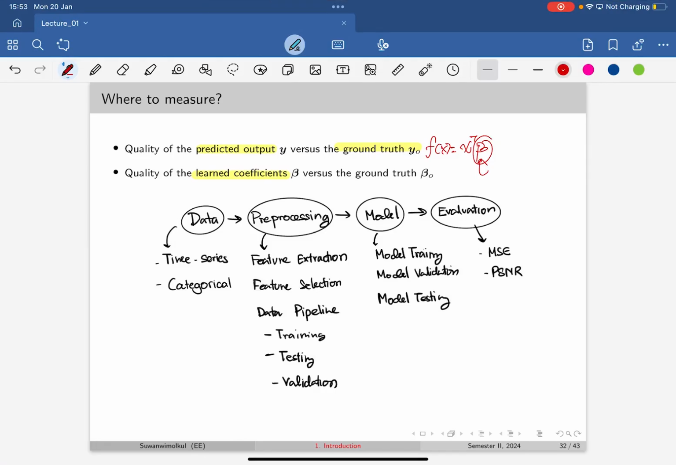But usually, for the model parameters beta, we would evaluate its general properties, such as whether the model parameters tend to be zero, or the number of non-zero elements within it, more than how accurate it is with respect to its reference. Because sometimes it's very hard to find the reference for these model parameters. Most of the time we don't know. But for the output, we know. We have measurements, which are the noisy reference, or the noiseless reference, like the ground truth.